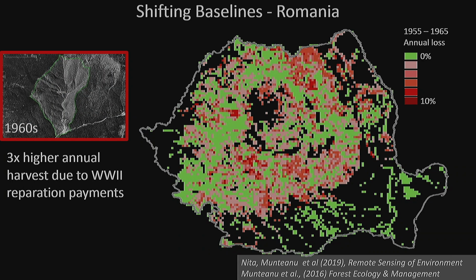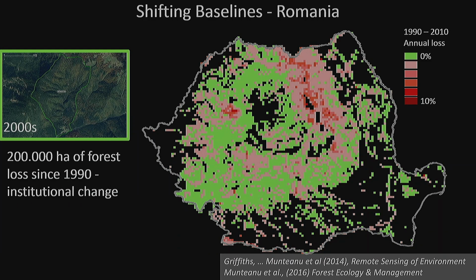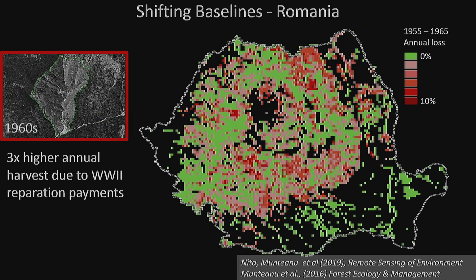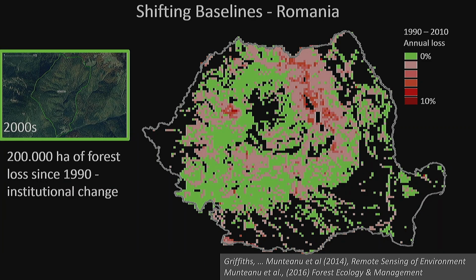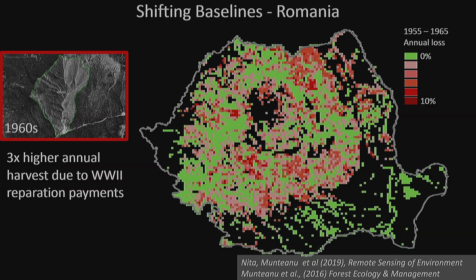But when we actually go back in time and use the SPY satellite data that I showed you, so when we change the baseline against which we monitor forest loss in Romania, we actually found that in 1955 to 65, Romania was losing 3 times as much forest as it was in the period that we thought was the highest rate of deforestation. So just for comparison, I'm going to go back to this map here. Green are the areas that stayed forested, and red are the areas that were harvested.